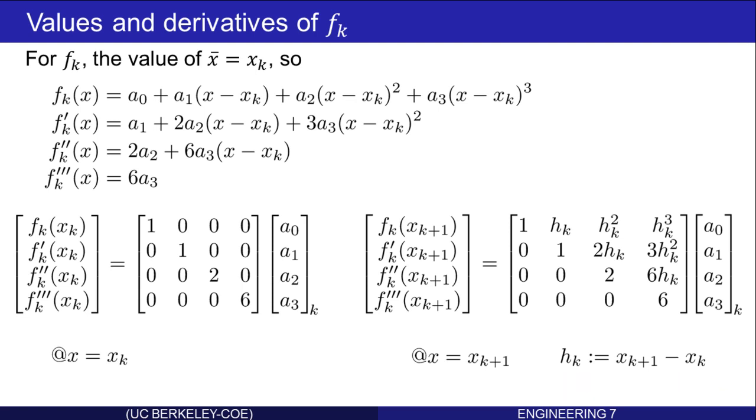Remember that all of the constraints we're imposing involve conditions on f_k and its derivatives at the left endpoint x_k and the right endpoint x_{k+1}. Therefore, these formulas will be very useful in building up the constraints in a concise manner. Let's see how that's done.